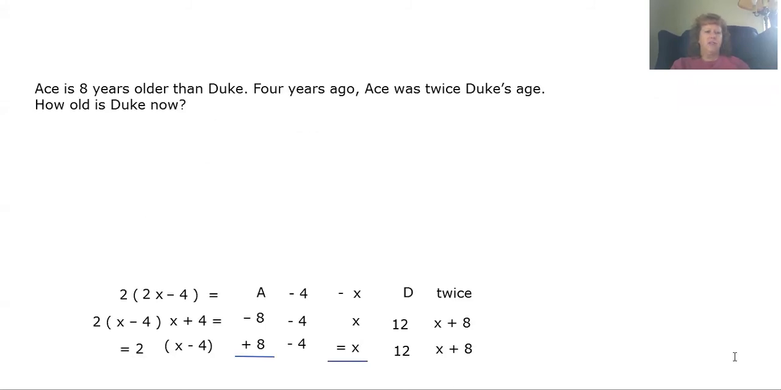Ace is 8 years older than Duke. 4 years ago, Ace was twice Duke's age. How old is Duke now? If it helps to use the things at the bottom, give it a try. They're pretty mixed up and there's a lot of them. But pause the video if you'd like and try to pick out something from the bottom that would help you lay out this equation. So here we have Ace and Duke.